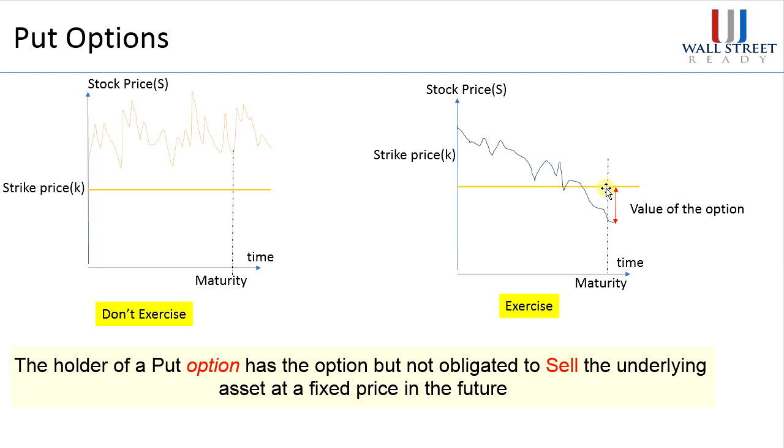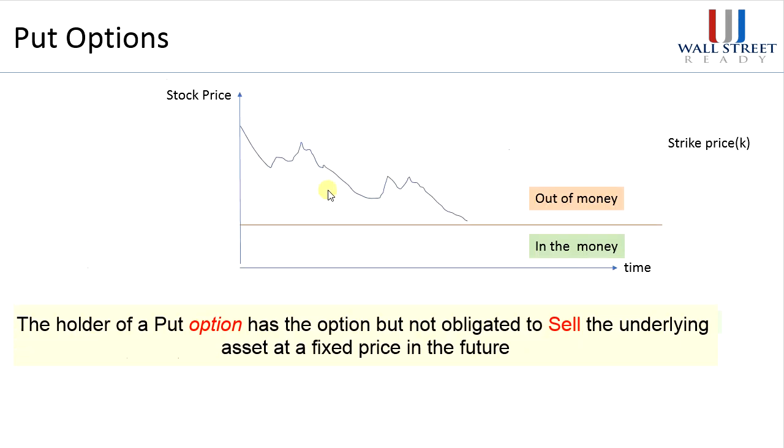So in this case, at maturity, you can see the underlying has gone below the strike. So you can exercise your put option, and the value of the put option is the difference between the strike and the underlying. So here the put option becomes valuable. Actually, after this point the put option becomes valuable, because you can see there's a difference between the underlying and the strike. So that's what we are saying here.